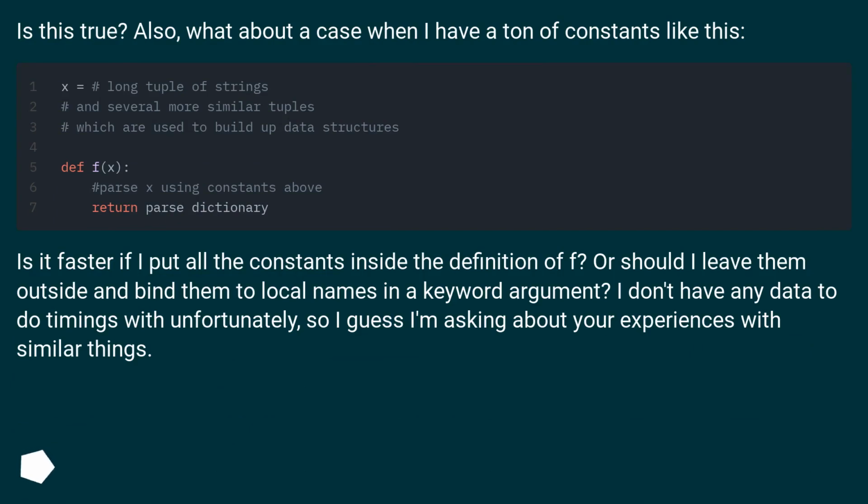Is this true? Also, what about a case when I have a ton of constants like this? Is it faster if I put all the constants inside the definition of f? Or should I leave them outside and bind them to local names in a keyword argument? I don't have any data to do timings with, unfortunately, so I guess I'm asking about your experiences with similar things.